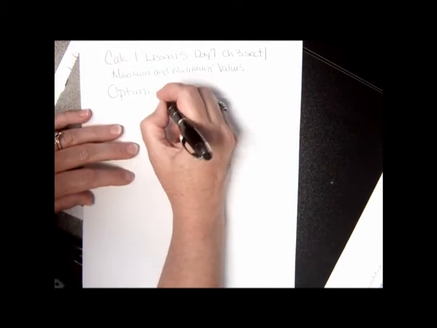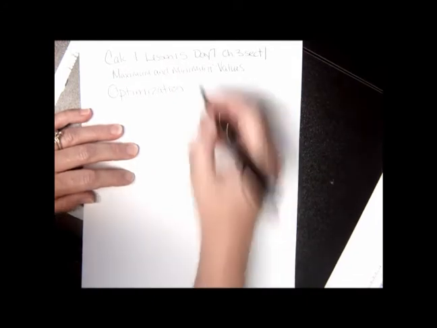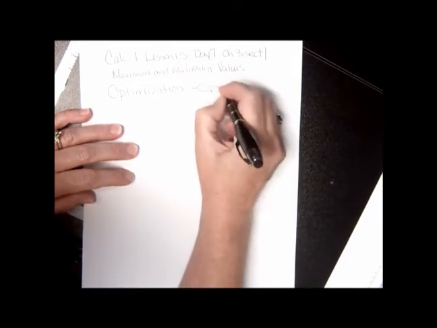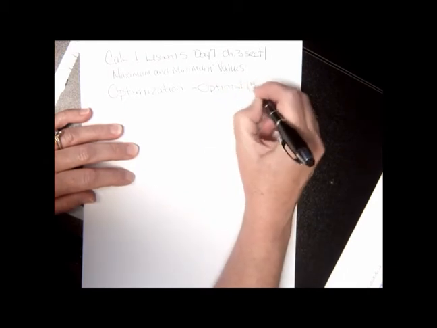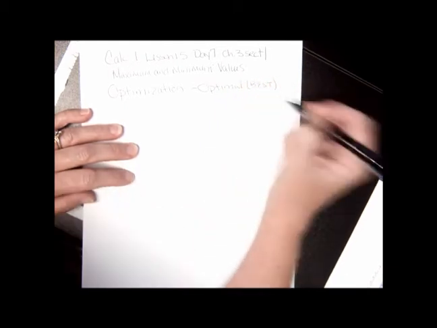So optimization means finding the optimal, or best, situation or way to do something. Okay, so we can do this by finding actually the maximum or minimum.